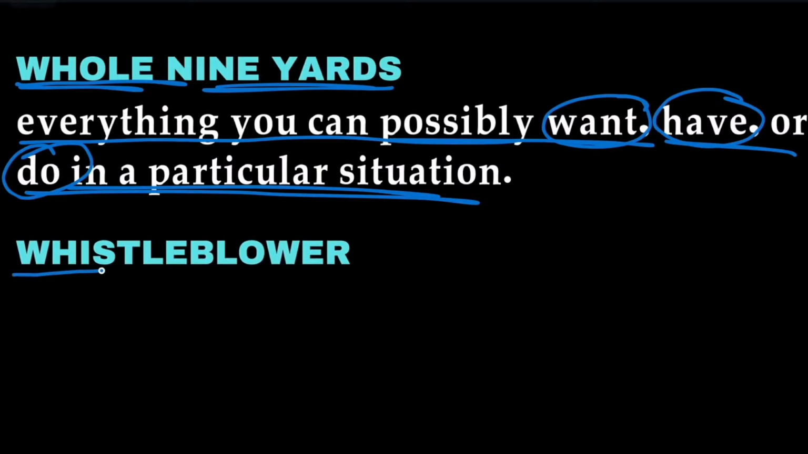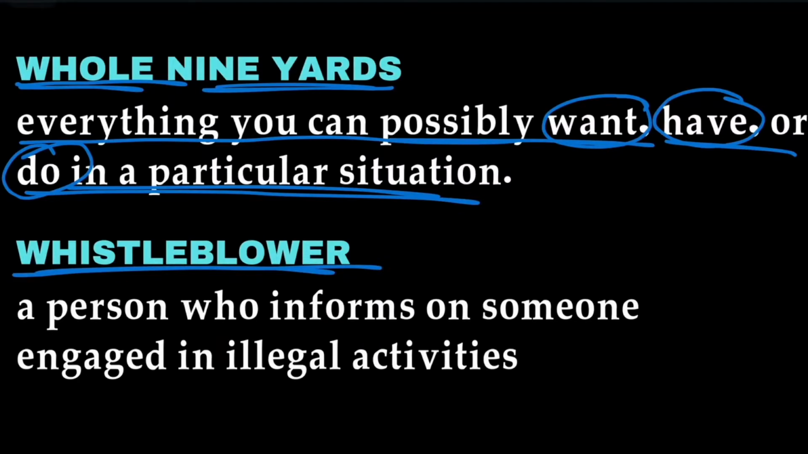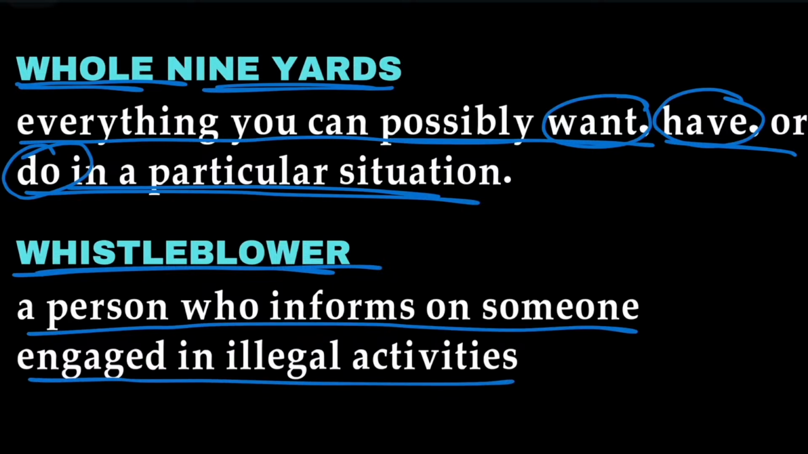Next word is whistleblower. The whistleblower idiom generally means a person who informs on someone engaged in illegal activities. For example, if an organization is doing some illegal things, and a person in the same organization complains about the wrongdoing of the company he is working in, then it is called whistleblowing. So a person who informs about illegal activities is called a whistleblower.